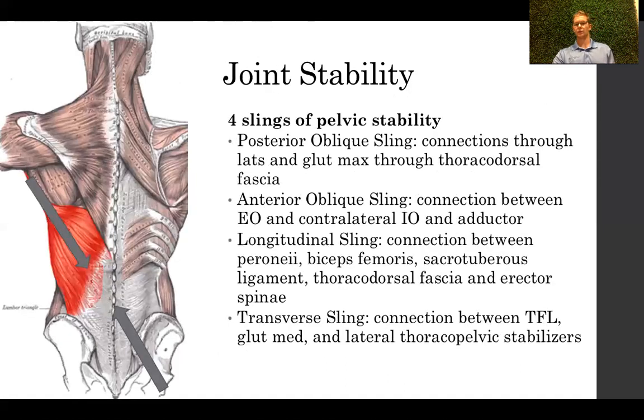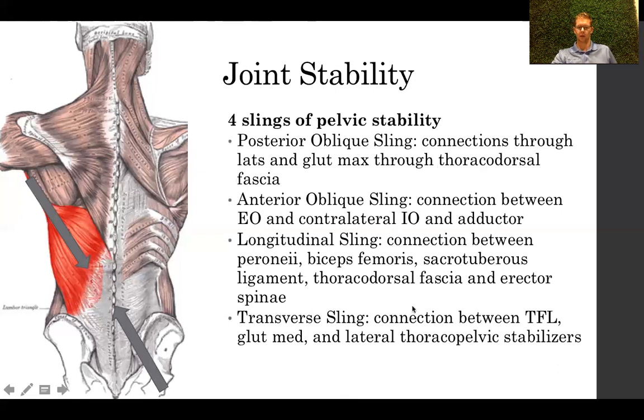When we talk about those slings, we won't go through all of these, but there are 4 slings for pelvic stability. The most common one is going to be the posterior oblique sling, and that runs from your lats down across through the thoracodorsal fascia and then into the glute max on the other side. So you could create added stability at the SI joint from that connection from the lats down through the gluteus maximus on the opposite side. That's why someone who's having SI type symptoms would benefit from the bird dog exercise, for example, because that exercise engages the lat on one side and then the opposite glute, creating natural force closure across the SI joint.